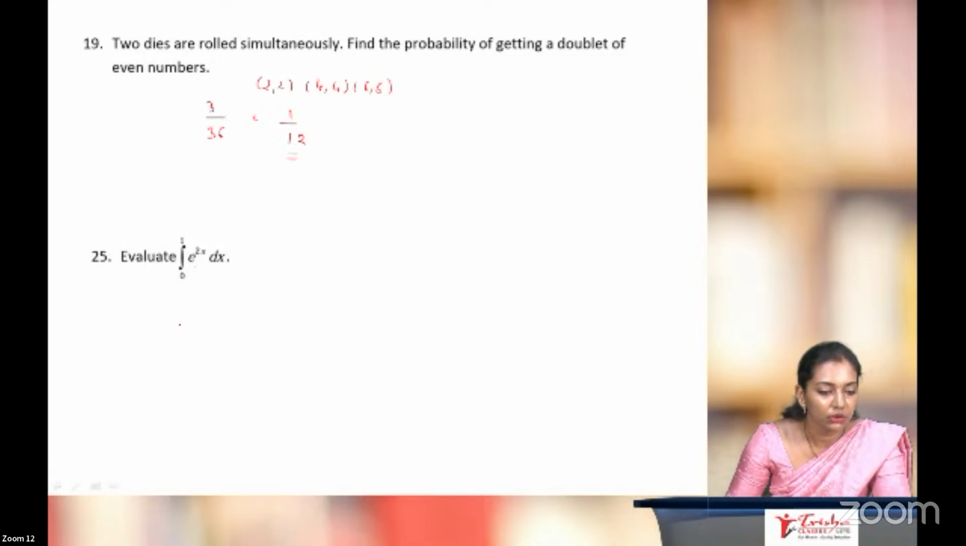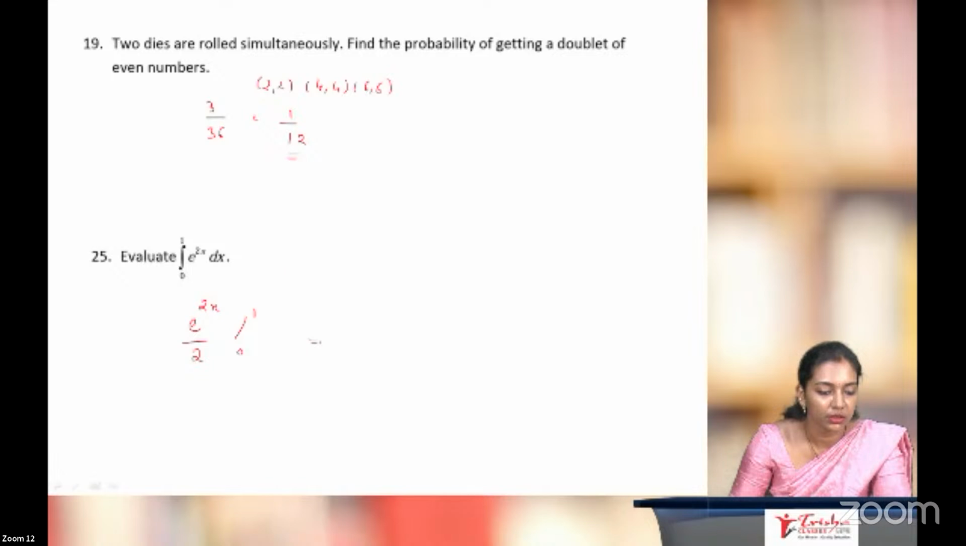So integral of e to the power 2x is e to the power 2x by 2. It is of the form e to the power ax plus b. So when you integrate e to the power ax plus b, you get e to the power ax plus b divided by a. Okay, so the limits are 0 to 1.